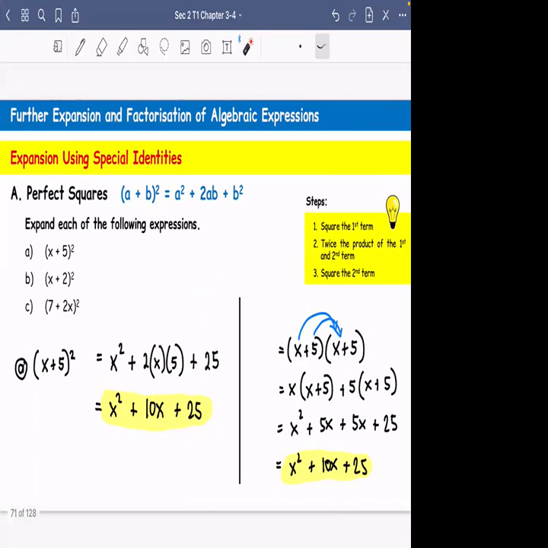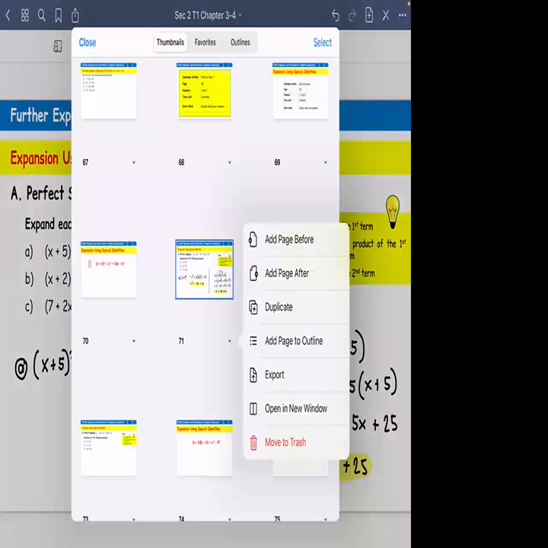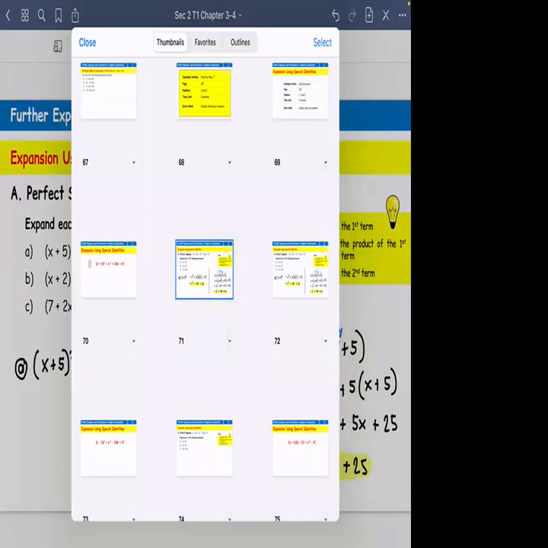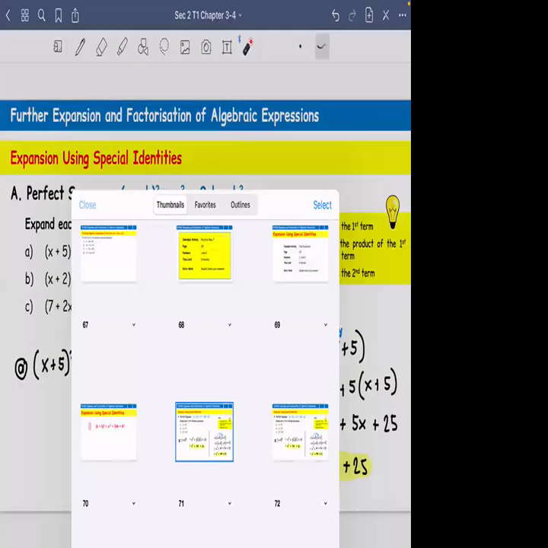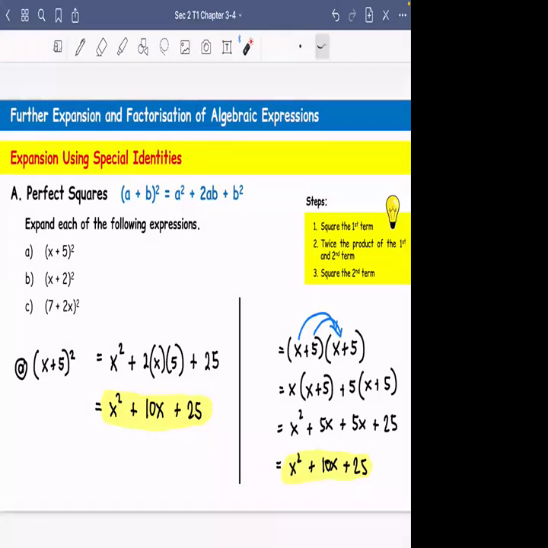So do you have any question with letter A? No question, class? Wait, I need to screenshot it. Okay, no question. Let's go with letter B.